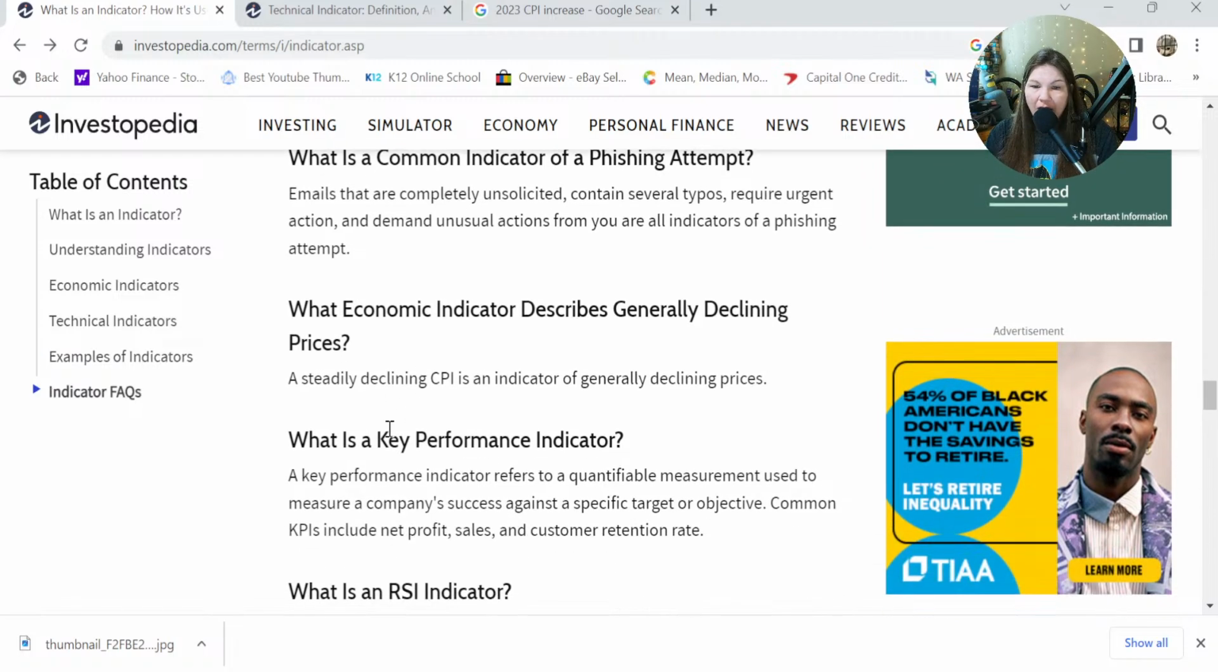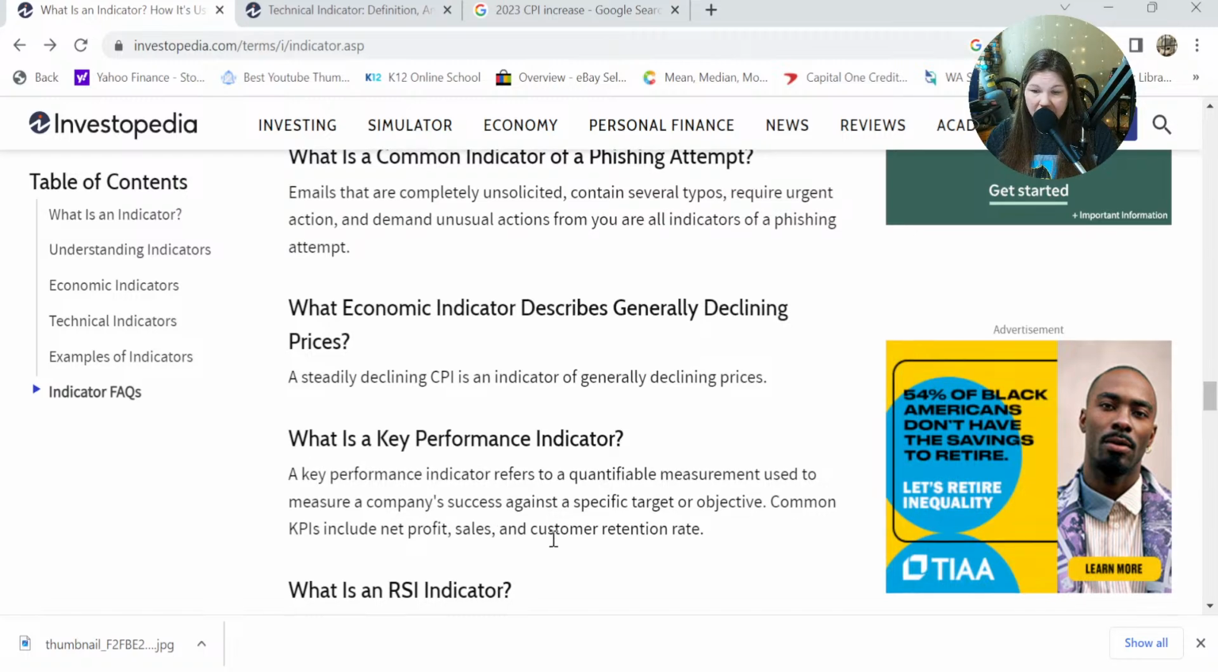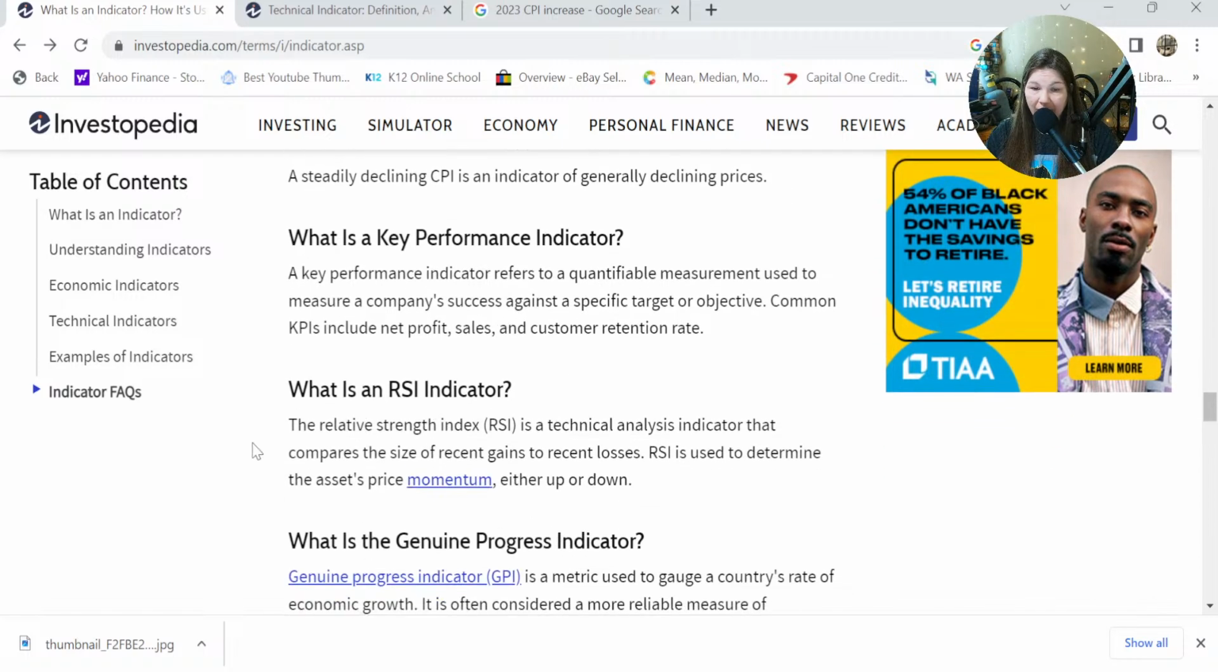So, what economic indicator describes generally declining prices? A steady declining CPI is an indicator of generally declining prices. So, what is a key performance indicator? A key performance indicator refers to a quantifiable measurement used to measure a company's success against a specific target or objective. Common KPIs include net profit, sales, and customer retention rate. What is an RSI indicator? The Relative Strength Index is a technical analysis indicator that compares the size of recent gains to recent losses. RSI is used to determine the asset's price momentum, either up or down.